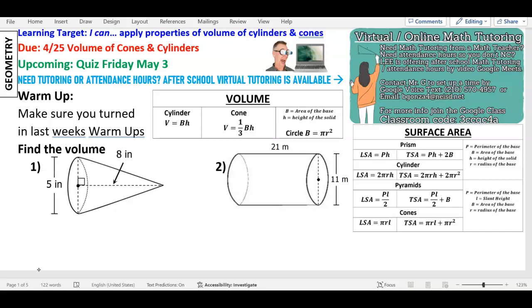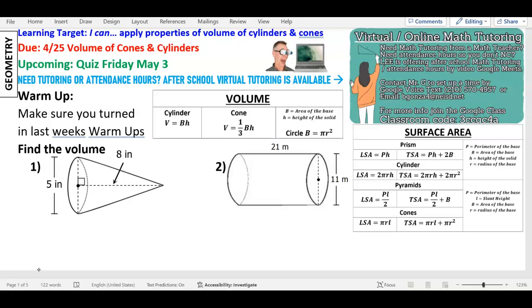Quiz Friday. We're going to have a quiz this Friday over volume. So make sure you're actually doing your volume stuff today, throughout the week. Quiz Friday. Now, here's a reminder on how to do this. And if you weren't here Thursday, you're going to learn it real quick.